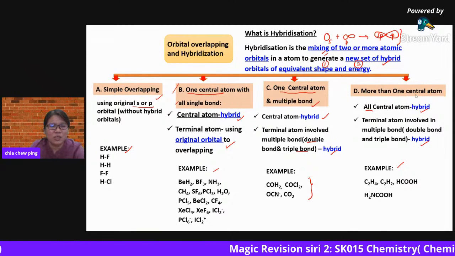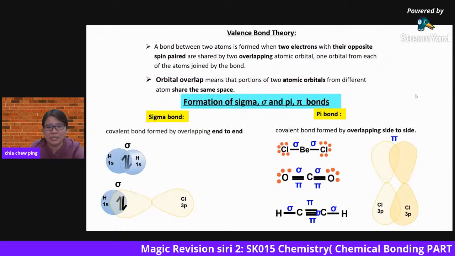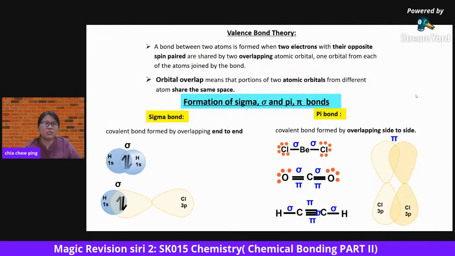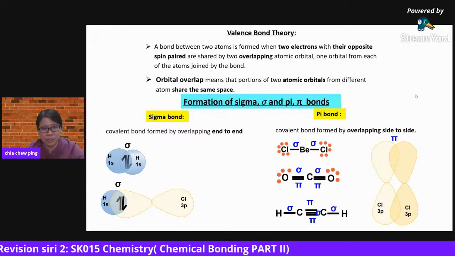Now I start with case A first. Before I start with case A, you must know what orbital overlapping is.